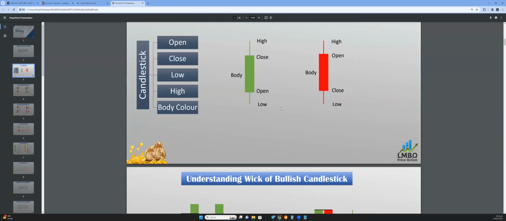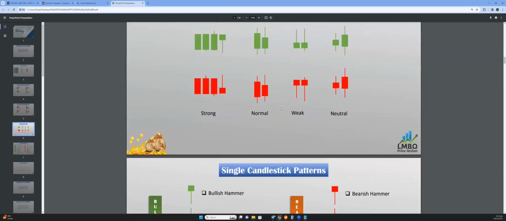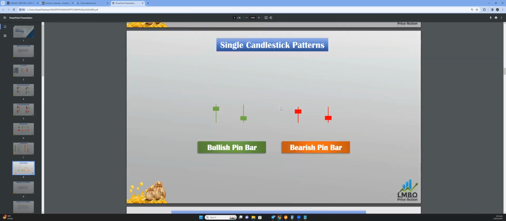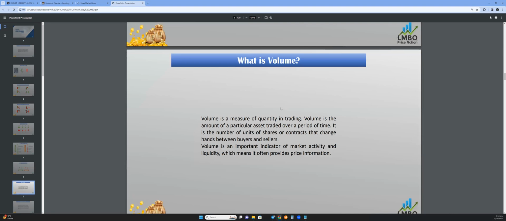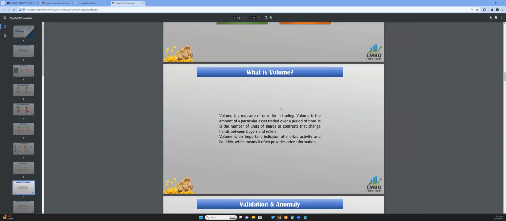First of all, we need to understand volume: how we can measure it, what volume is, and where we can see it. This definition will give us many ideas about volume. Look, volume is a measure of quantity in trading. Quantity of trading.